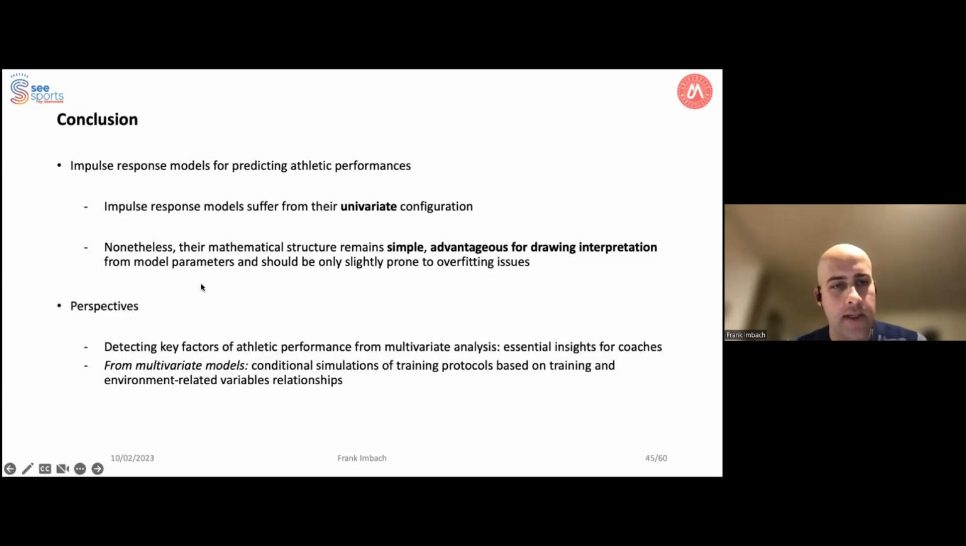In perspective, we have detecting key factors of athletic performance from multivariate analysis, which is an essential insight for coaches, and from multivariate models, we could perform conditional simulations to find the best sequence of training sessions or the best protocol.